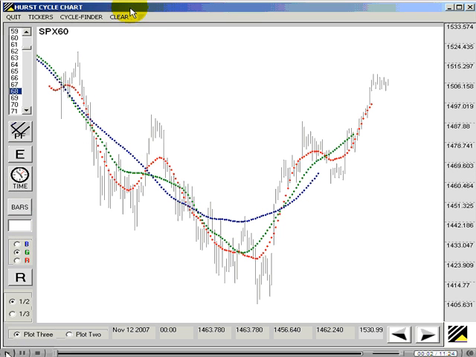In this video, we will apply the E or expansion tool, the R or regression tool, and the time tool to the swings in the new trend that started on November 26th.